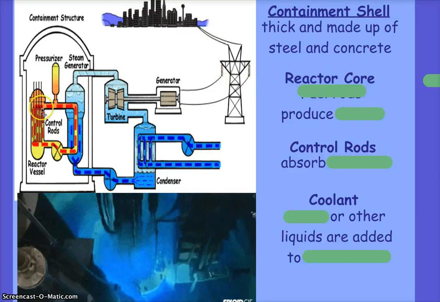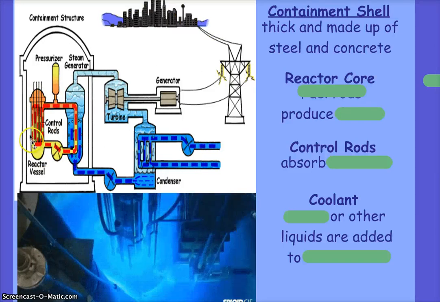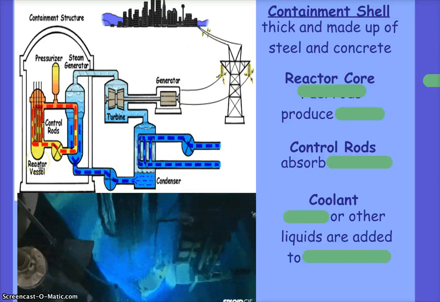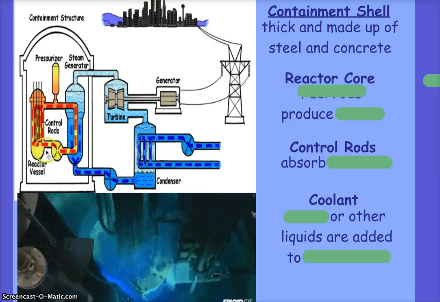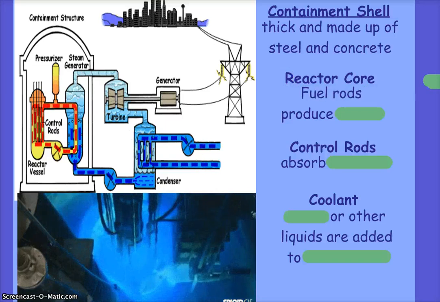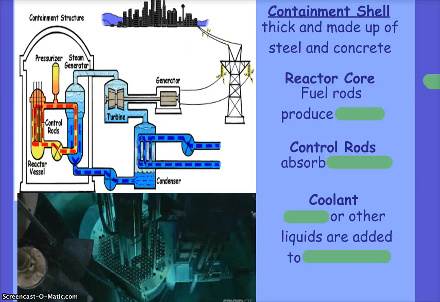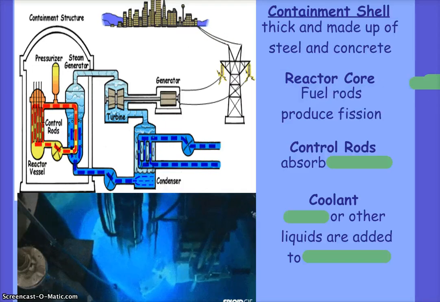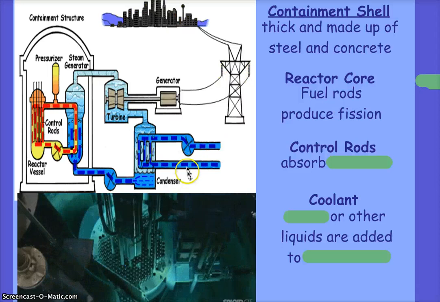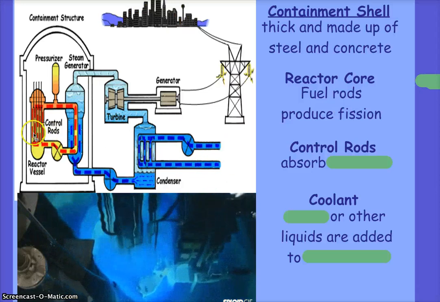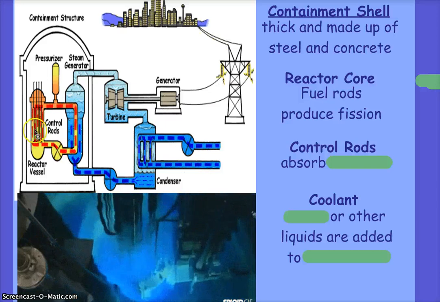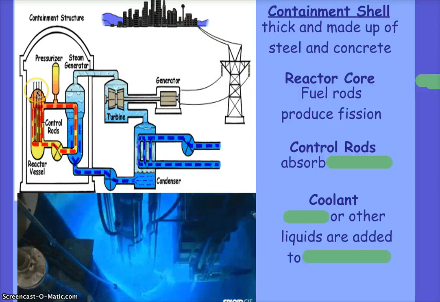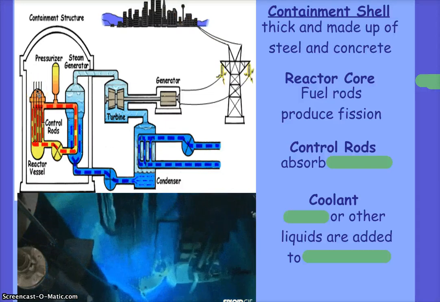So inside this containment structure, which is the first line of defense from radiation leaks and meltdowns, is what we call the reactor core. This is the reactor core, also called the reactor vessel. It's where what's going to take place? Fission. It's where we put what's called fuel rods to produce fission. So these rods down here, these little sticks at the bottom, they're called fuel rods. At the top, believe it or not, is control rods.